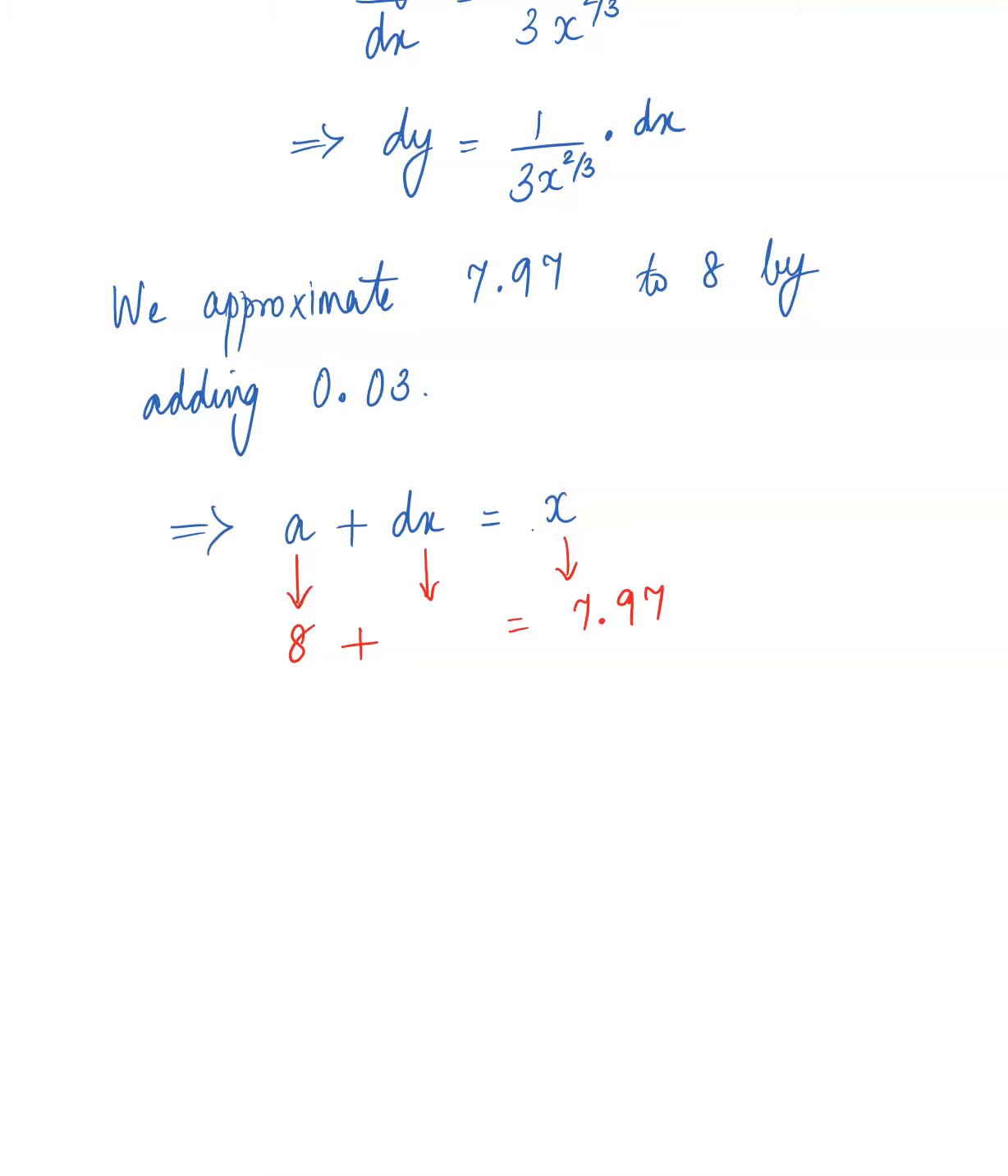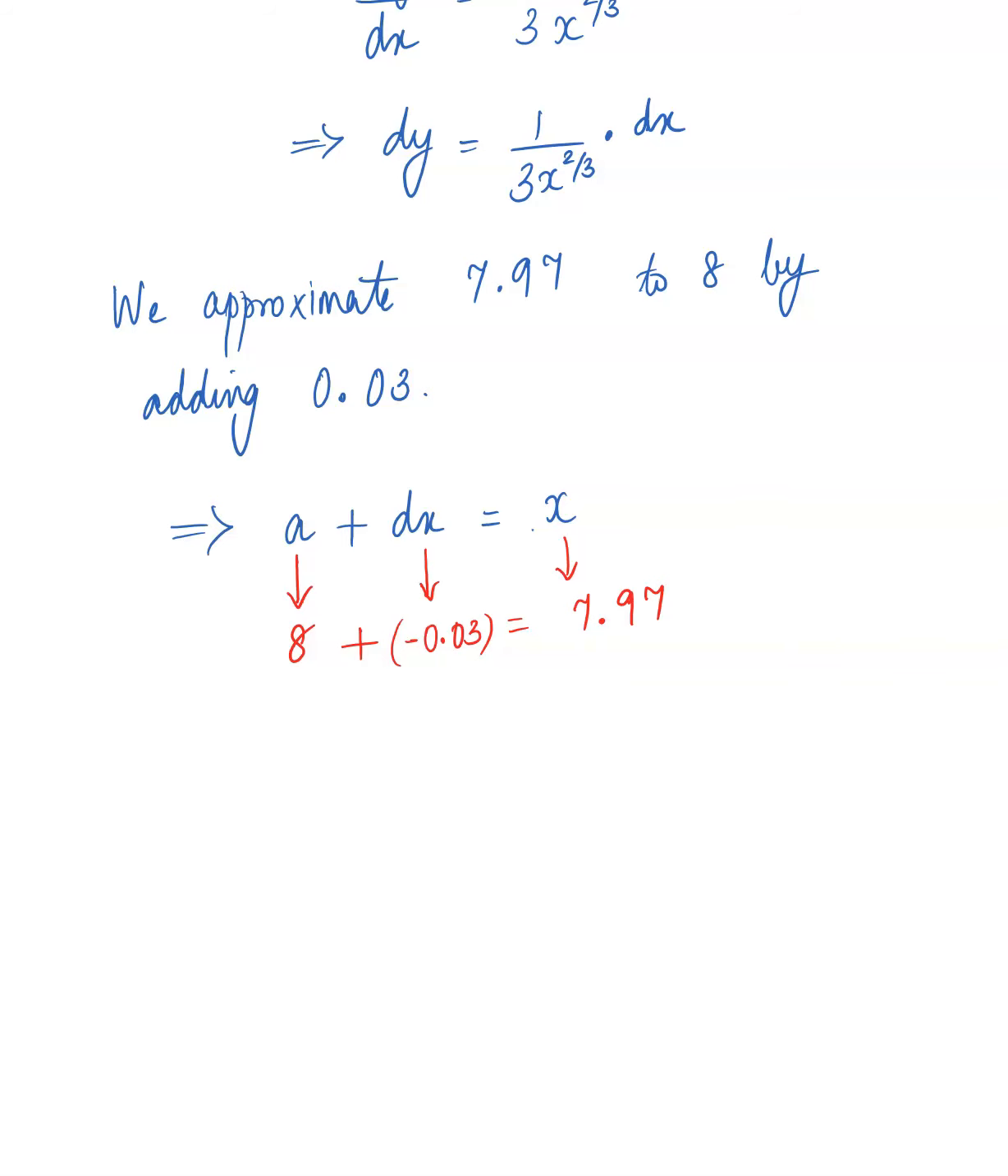And therefore, I know my x has to be 7.97, but I want to keep my a as an integer. So what should happen here? My dx must be negative 0.03. If I added 0.03, I'd get up to an 8, but if I subtract 0.03, then I come back to my x value. Okay, so that is the idea. So a is 8, dx is negative 0.03, and our x is 7.97.